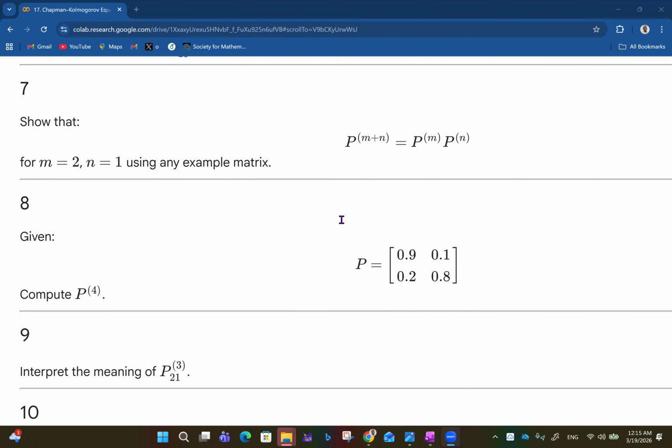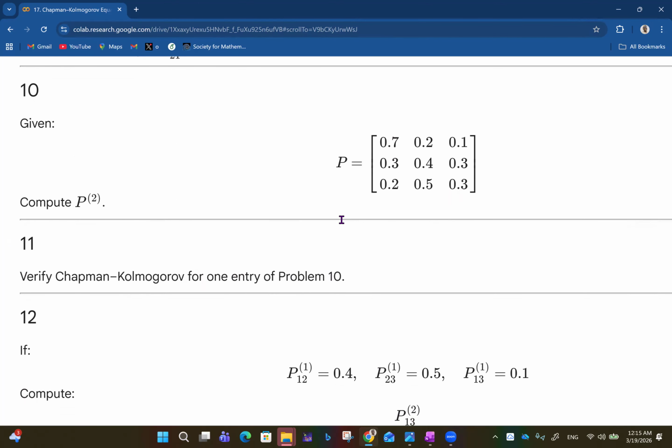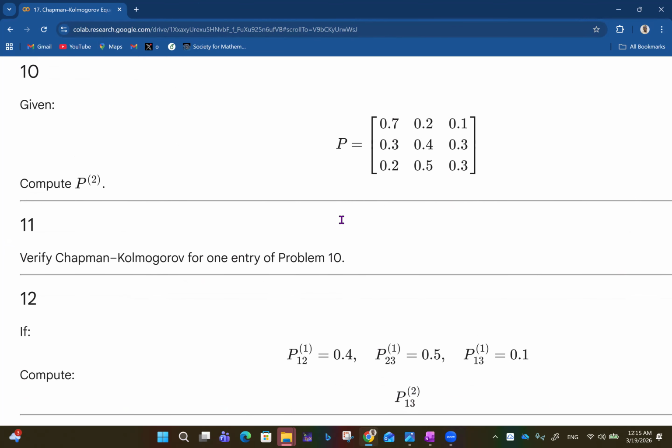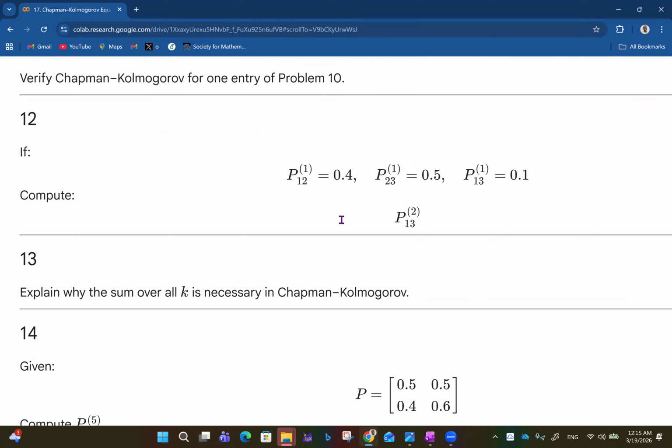So try that. Then you want to try this to compute, square that, verify Chapman Kolmogorov for one entry of problem 10. That works. Then 12, if P12 is all this and all this and all this, compute P13. Of course, P13 is just going to be P, because you have three things here now.